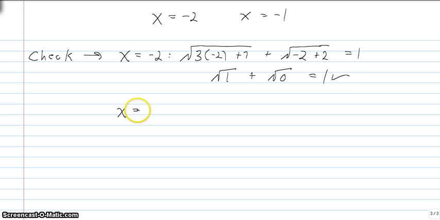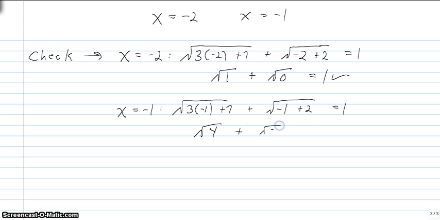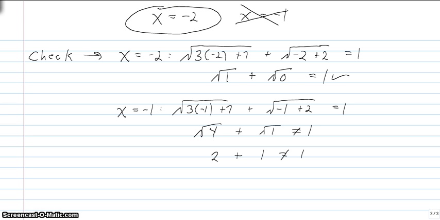And if I also check -1, going back to the original equation, let's see, that's going to be the square root of 4 plus the square root of 1, which I don't think equals 1 because that's 2 plus 1, which of course is not equal to 1. So x equals -1 is not a solution, and we have just one answer, x equals -2.